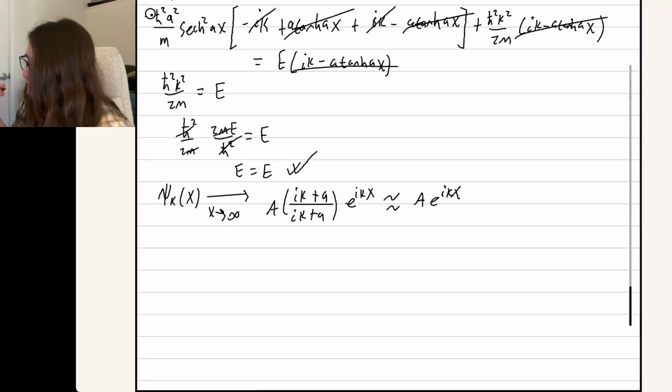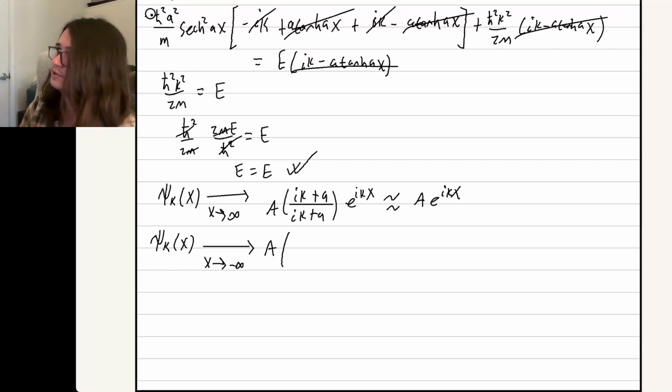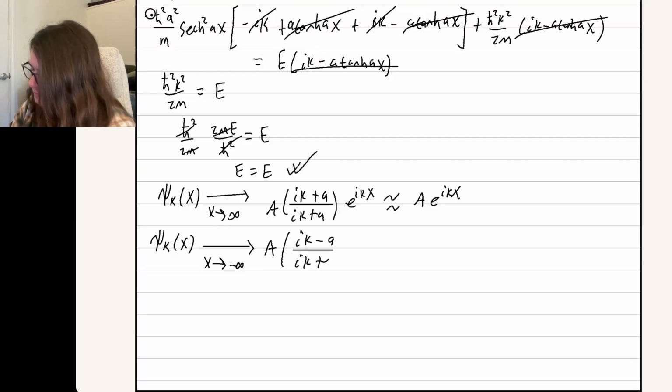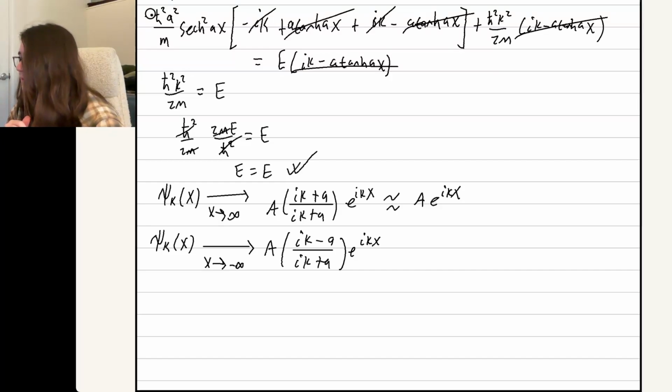Then he asks us to get the other asymptotic form of psi sub k of x for x goes to minus infinity. And then, tanh of minus infinity is minus 1. So it's (ik minus a) over (ik plus a) e to the ikx. So that's what we're going to go with.